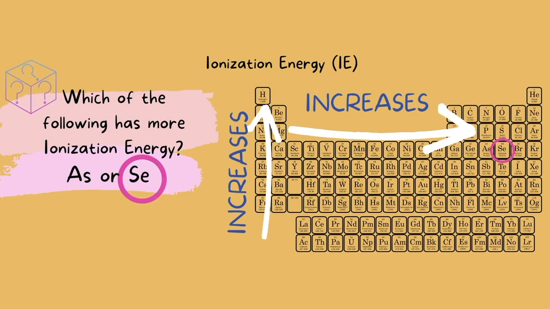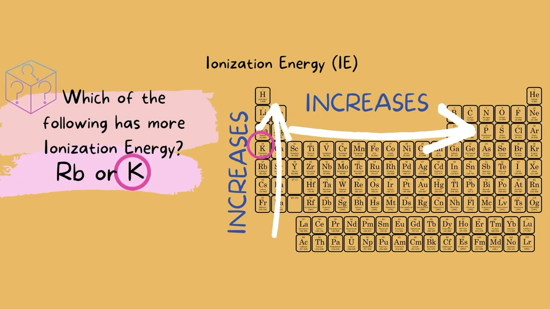Selenium has more ionization energy here. How about rubidium and potassium? Potassium is our answer here.